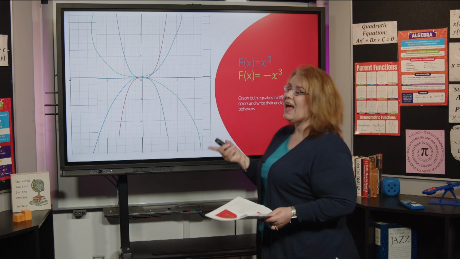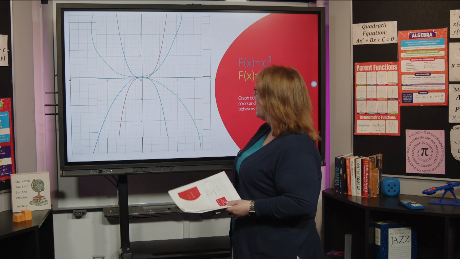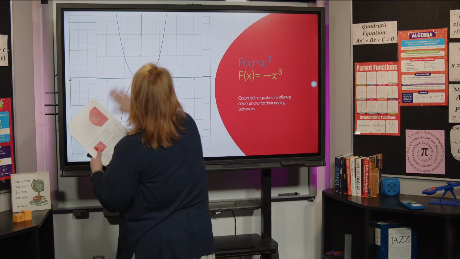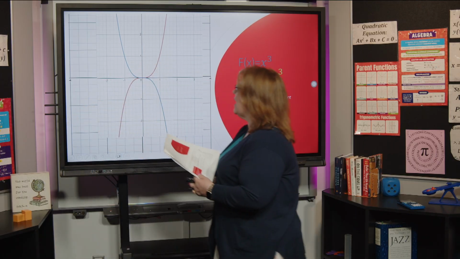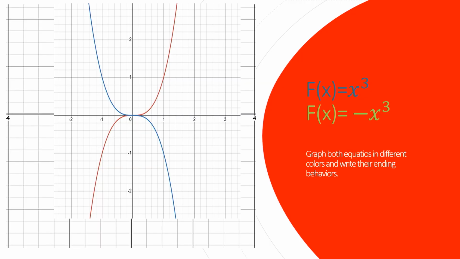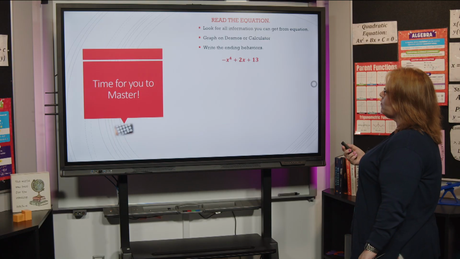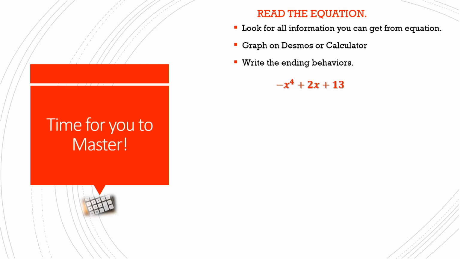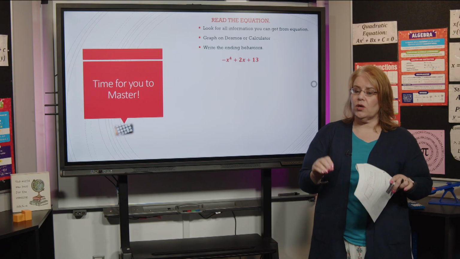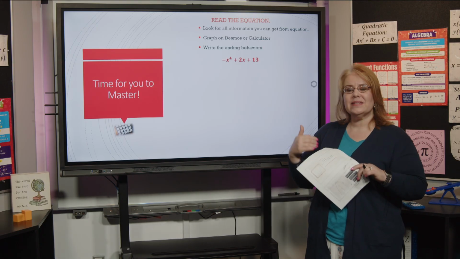So obviously I did not draw it as spectacular as this one, but you can see what it would look like. My y goes up and up, my y's go down and down, depending on if I have the reflection or the parent function. So, read the equation. Look for all information you can get from the equation. Graph on Desmos or your calculator. Write the ending behavior. It's time for you to master. So go ahead, you do this on your paper, either you or you and your table partner, and then come back to me and let's see what we got.